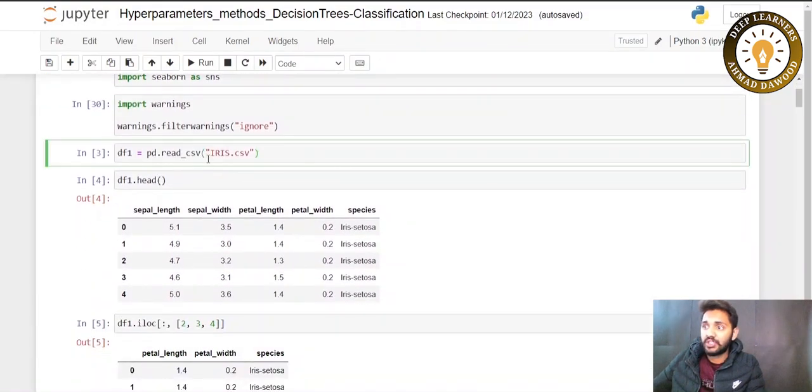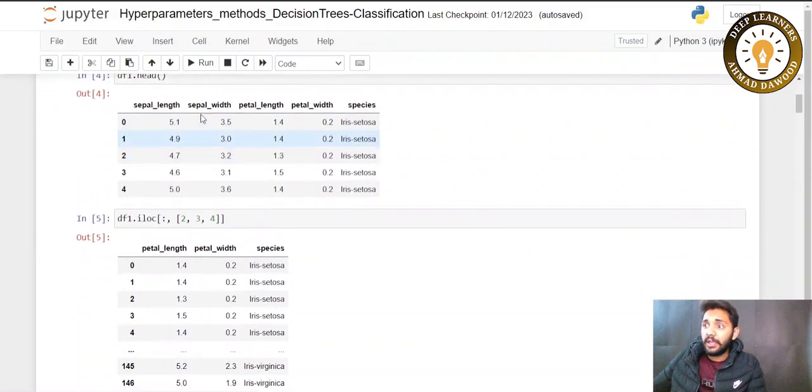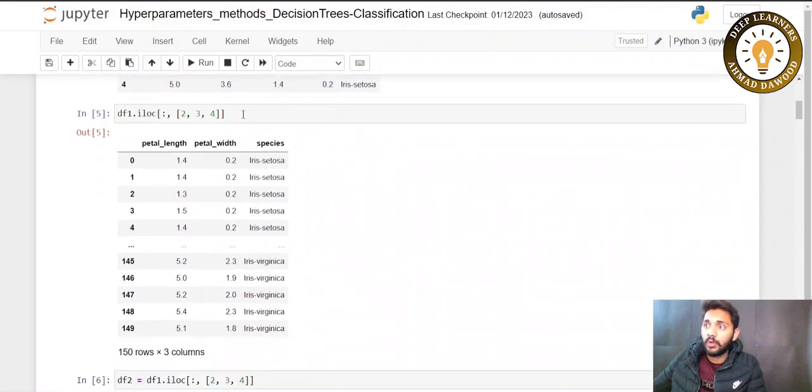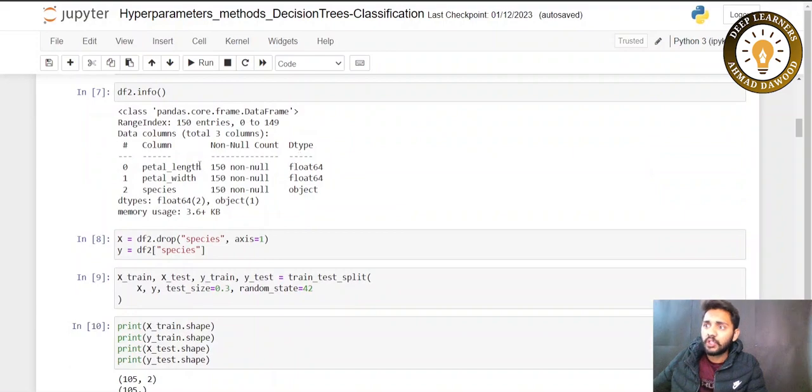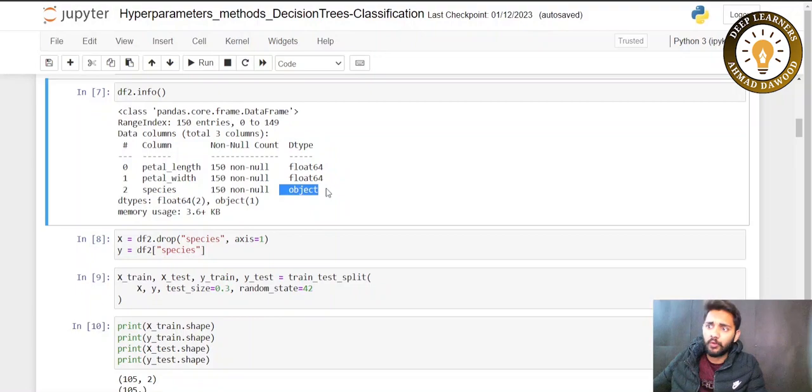I have a data set, which is the iris data set, and it has four columns. For simplicity, I am just going to use two columns, petal length and petal width, as input variables, and species will be my output variable. So with df1.iloc, I am getting these input variables, two inputs and one output. There are 150 rows in total. Species is of object type, which means it's categorical.